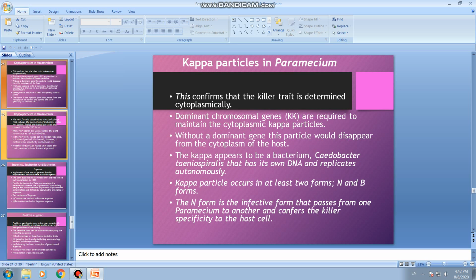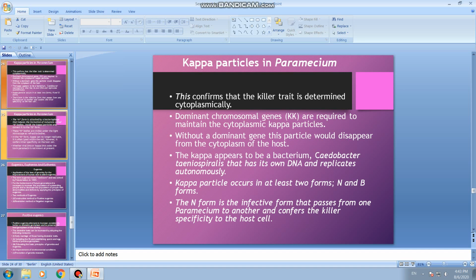Dominant chromosomal genes, that is capital K, are required to maintain the cytoplasmic kappa particles. So in order for the kappa particles to be present in the cytoplasm of paramecium, these dominant chromosomal genes, capital K, are required. Without a dominant gene, this particle would disappear from the cytoplasm of the host.